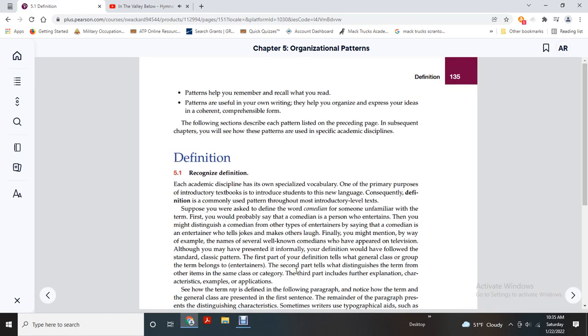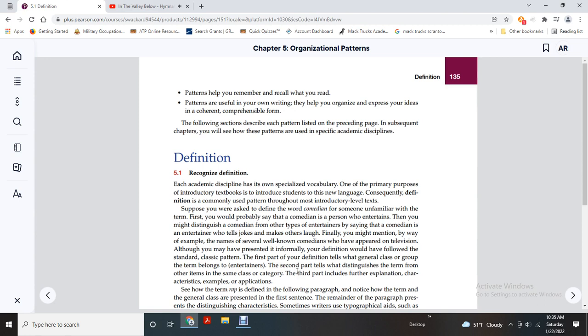Patterns help you remember and recall what you read. Patterns are useful in your own writing to help organize and express your ideas in a coherent, comprehensible form. The following section describes each pattern listed on the preceding page. In subsequent chapters, you will see how the patterns are used in specific academic disciplines.